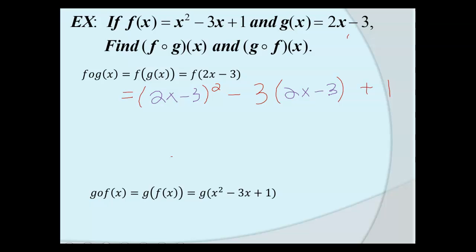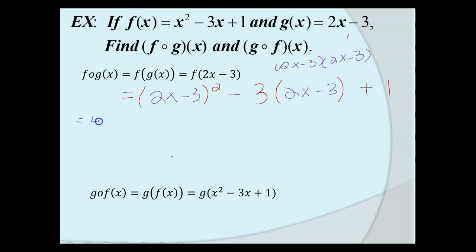FOIL. Please do not make the mistake of distributing the square because you lose the OI of FOIL. So this is 2x minus 3, which is really 2x minus 3 times 2x minus 3. So don't make it 4x squared plus 9. You have to FOIL it. It's first, outer, inner, last.